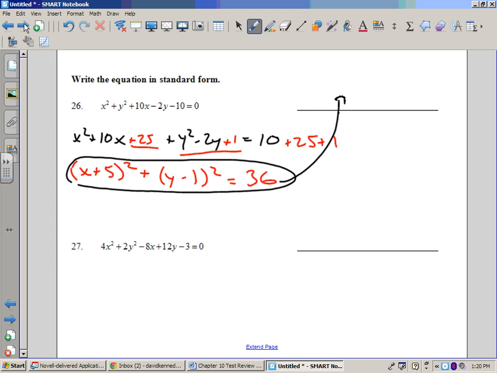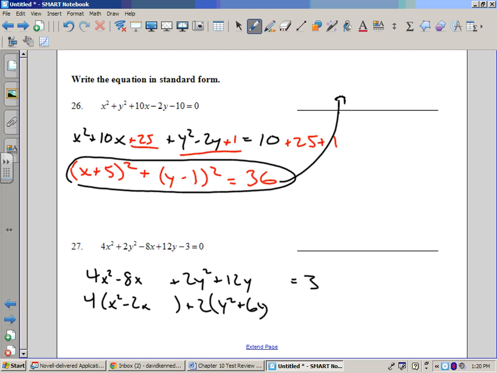All right, for the next one, I've got 4x squared minus 8x plus 2y squared plus 12y is equal to 3. And I'm going to factor out a 4. I'll get 4 times x squared minus 2x plus 2 times y squared plus 6y is equal to 3. Half of negative 2 is negative 1. Negative 1 squared is 1, so I added a 1. But I didn't really add a 1. I really added 4 times 1, which is a 4.